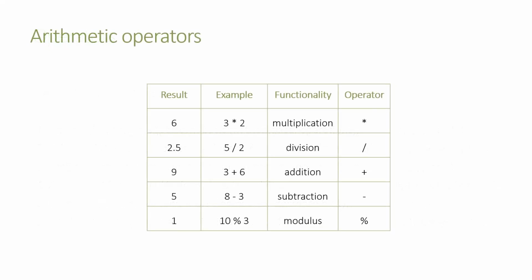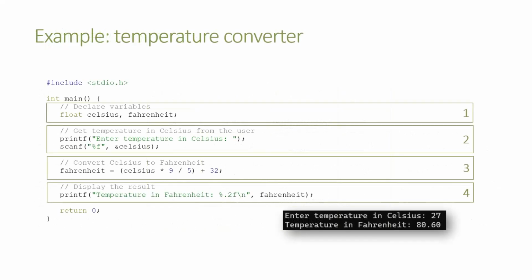This table provides a simple example for each arithmetic operator. This C program is designed to convert the temperature from Celsius to Fahrenheit. This simple utility demonstrates basic arithmetic calculations in C. 1. It starts by declaring two variables, Celsius and Fahrenheit, to store the temperature values.